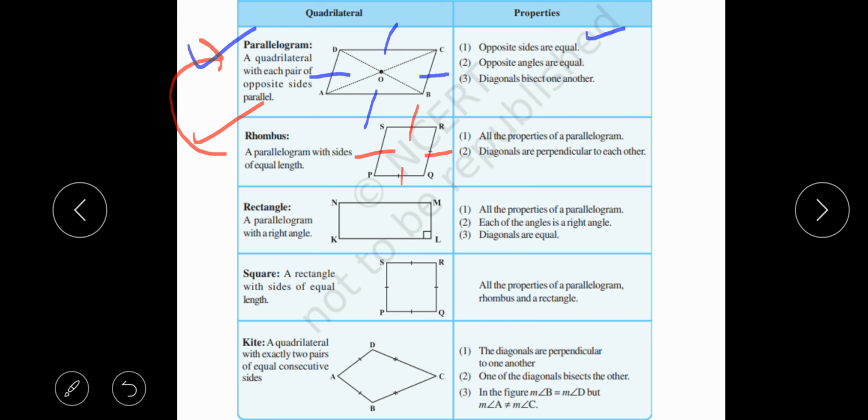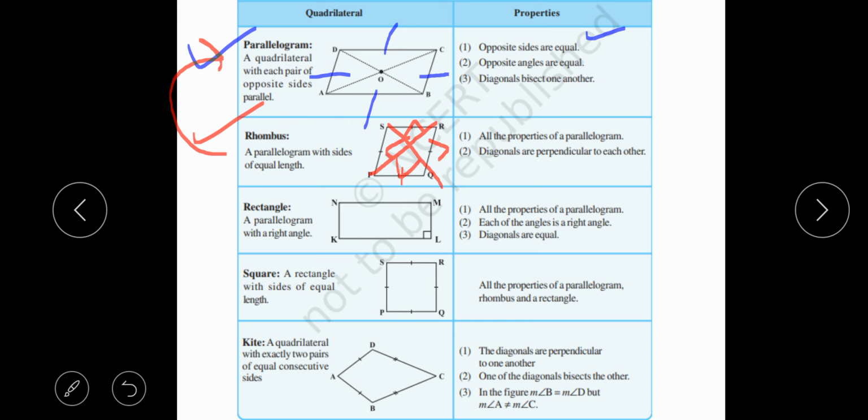And what are the properties of a rhombus? All three properties of a parallelogram. Why? Because a rhombus is also a parallelogram. Except for these three properties, one more property is there, that is, the diagonals should be perpendicular to each other. So here the diagonals PR and SQ should be perpendicular to each other.